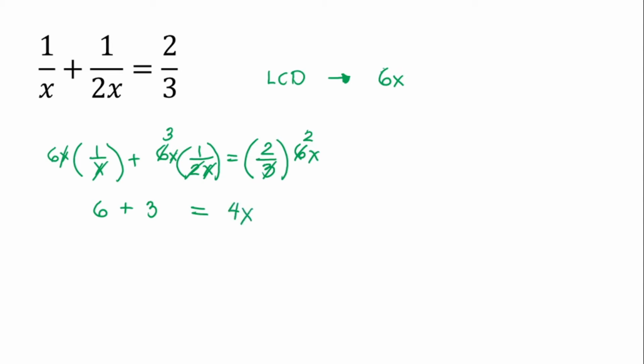4x. Very good. And then, let us simplify the equation. 6 plus 3 is equals to 9 equals 4x. And then, let us divide both sides by 4 to get the value of x. And therefore, x is equal to 9 over 4. Very good.